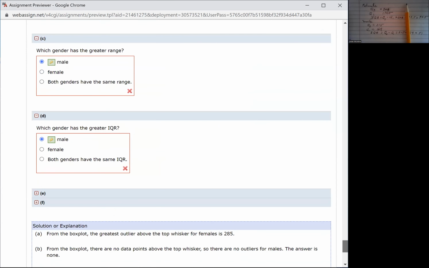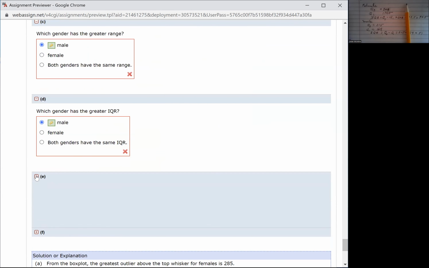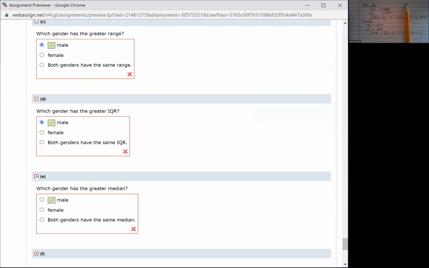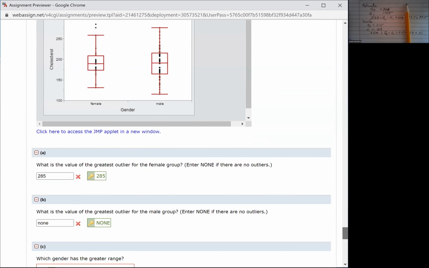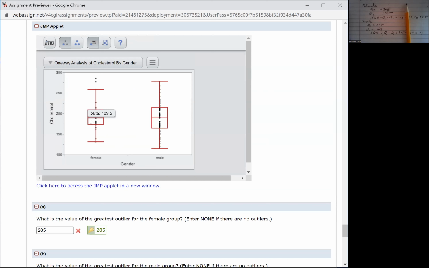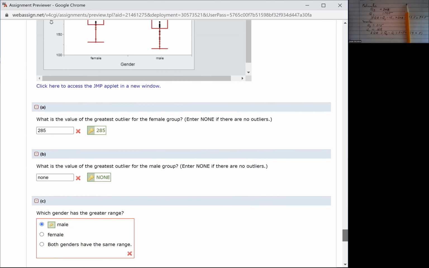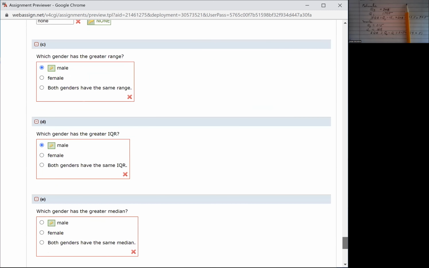Now, we got two more. E. Which gender has the greater median? Well, let's go back up and see. The median is this bar right here. It's 189.5 for the female, and for the male, it's 191. So looks like the male, again, has a greater median.